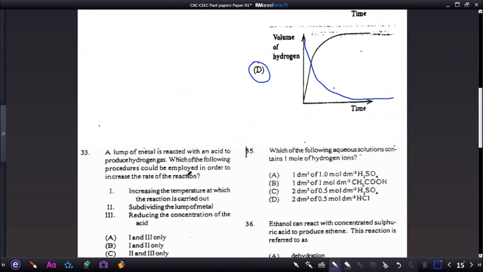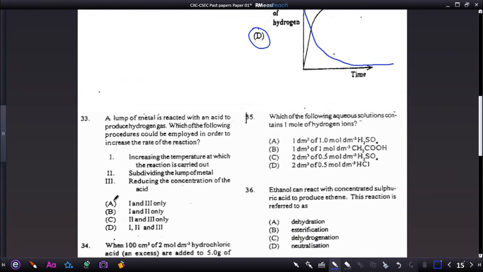Question 33. A lump of metal is reacted with an acid to produce hydrogen gas. Which of the following procedures could be employed in order to increase the rate of reaction? What are the factors that affect the rate of reaction? Concentration, temperature, catalyst, surface area, what else? Pressure. Well, pressure and concentration would be almost the same thing. Pressure is for gases, while concentration would be for solutions.